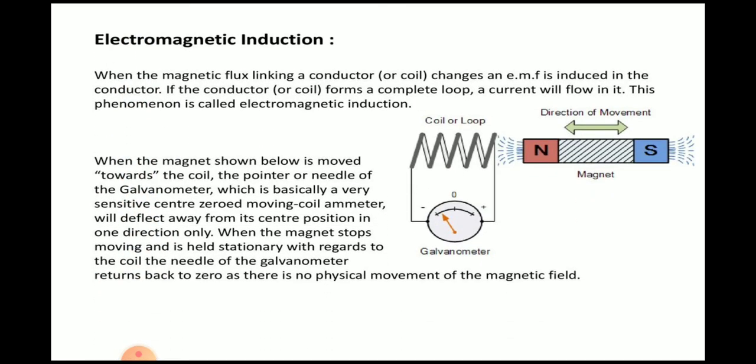Electromagnetic induction. Such a process in which change of magnetic flux takes place and induced current is produced is called electromagnetic induction.